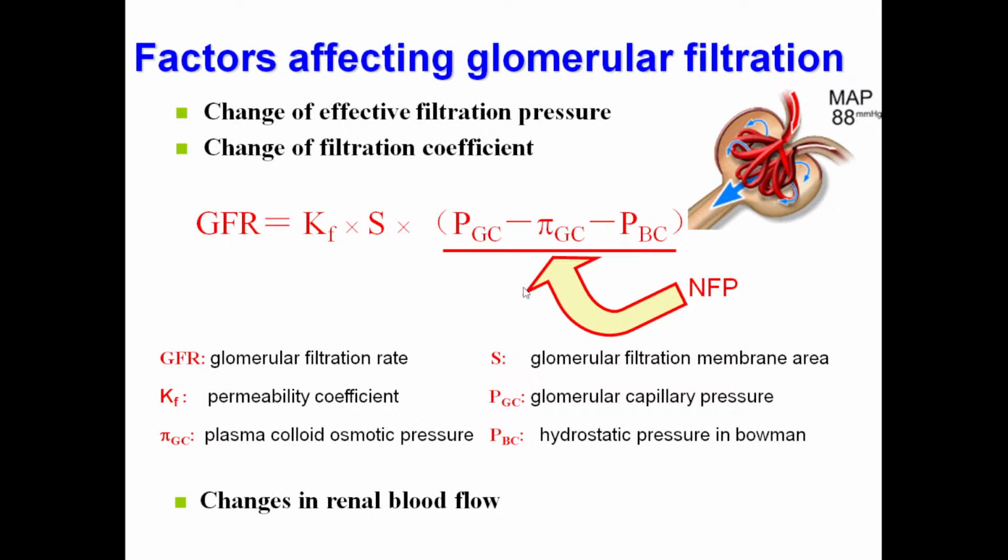And the permeability and surface area also affect the GFR. So other factors beside the pressures which might change the glomerular filtration rate will be the surface area, permeability coefficient, and also changes in renal blood flow.